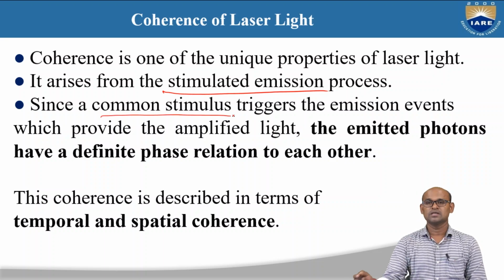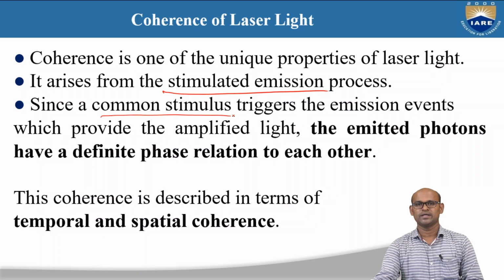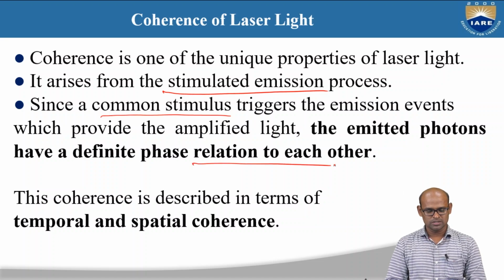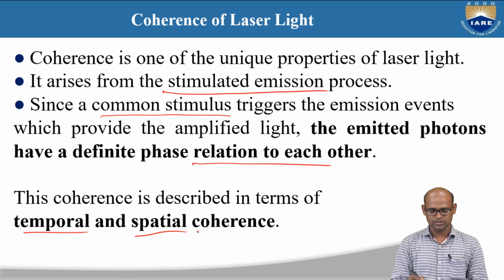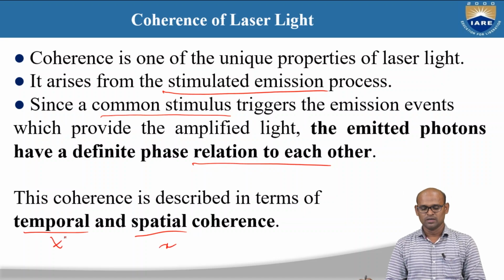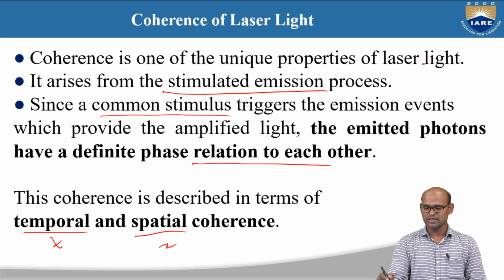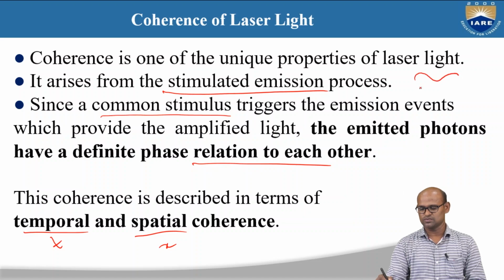Since a common stimulus triggers the emission events which provide the amplified light, the emitted photons have a definite phase relation to each other. So this coherence is described in terms of temporal and spatial. Spatial means in terms of x and temporal means in terms of time. Basically, coherence concerns the 2 photons that are emitted in stimulated emission. Suppose this is photon 1 and this is photon 2.